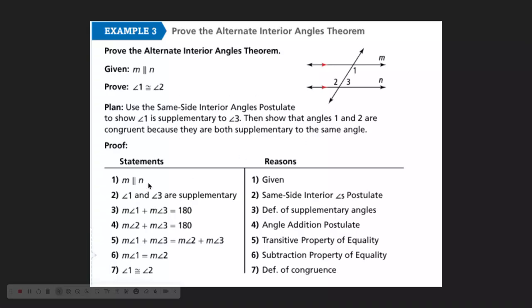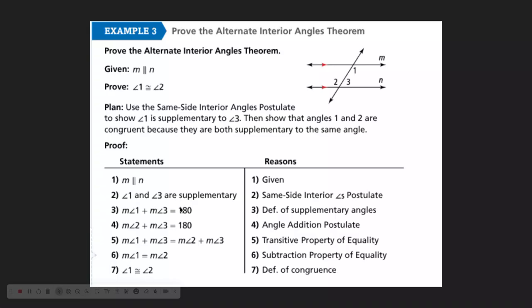So now let's look at the proof. M is parallel to N. That's given. 1 and 3 are supplementary. We know that from the same side interior postulate. Okay, what does that mean? Well, 1 plus 3 is 180. That's the definition of supplementary. Well, 2 plus 3 is 180, let's see, because they form a straight line.